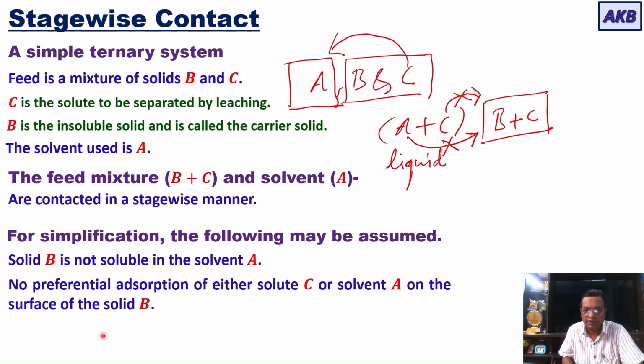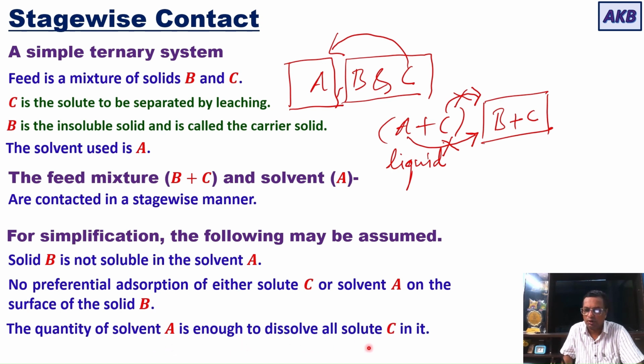And the third assumption that you can use is the quantity of solvent A is enough to dissolve all solute C in it. So whatever solute C is present in the solid mixture, the quantity of solvent A used is such that it has the potential of dissolving all C in it. So if this is assumed, or if this is true, then an equilibrium will be established between the liquid phase and the solid phase. So for simplification, you can make these three assumptions.